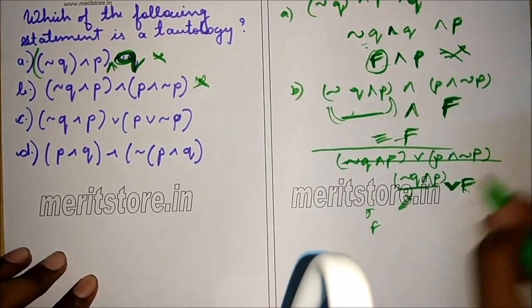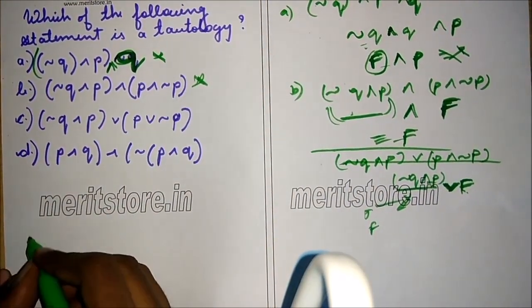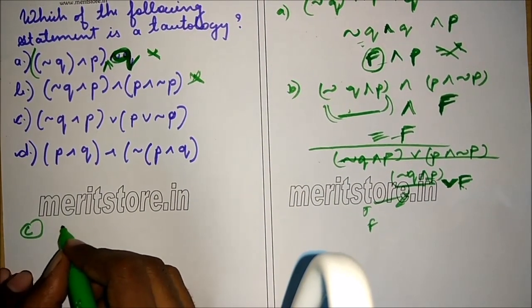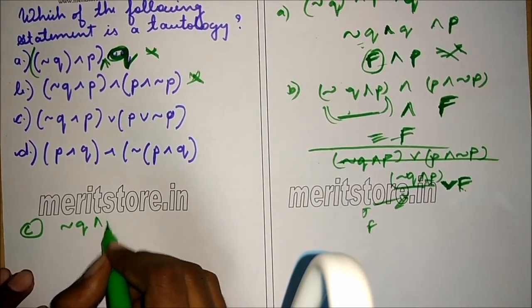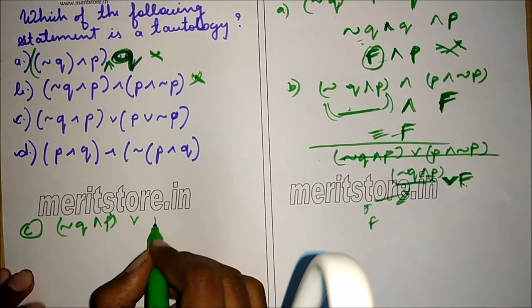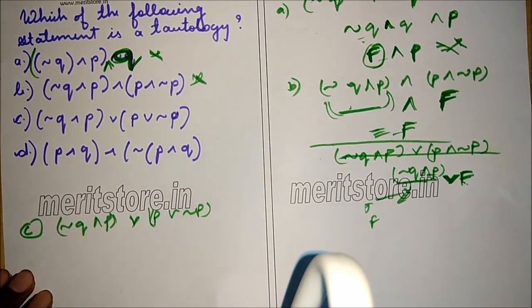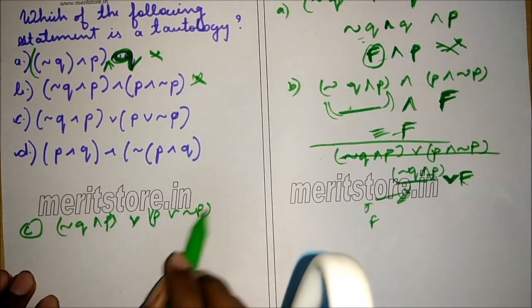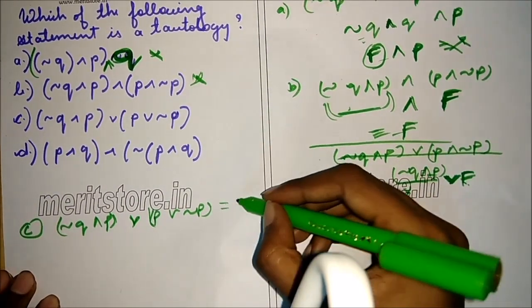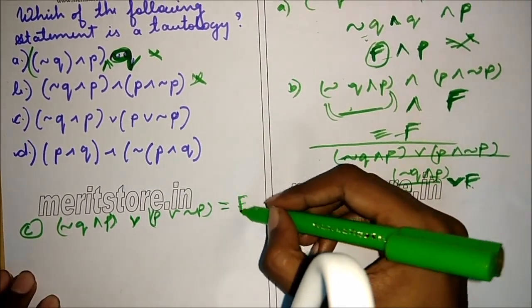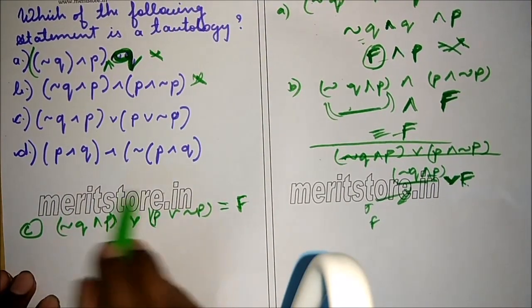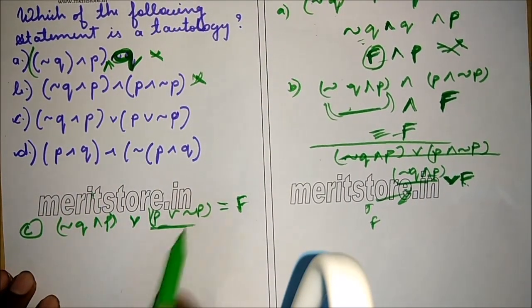There's a correction here. The third option is negation q and p, or p or negation q. So this is an or statement. The condition for an or statement to be false is that both the statements should be false. So let's check the first term.